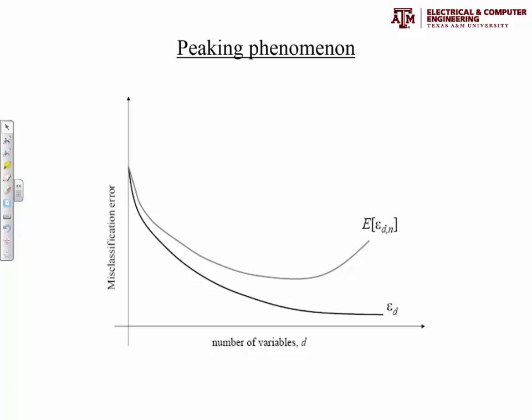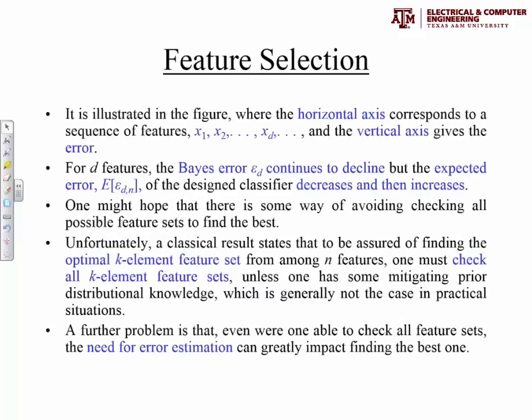So this peaking phenomenon does take place. Because of that, you just cannot keep on blindly adding more features. You have to be judicious. So you have to do feature selection. And how do you do feature selection?